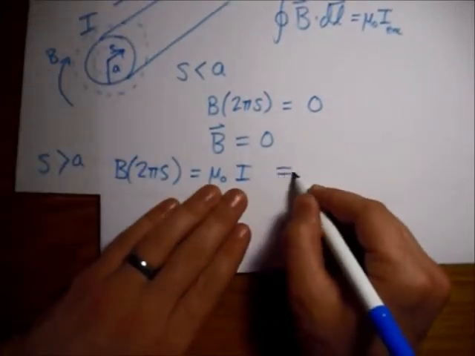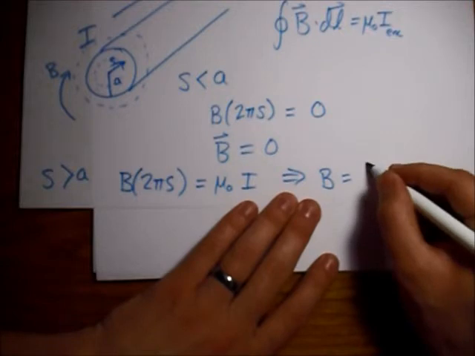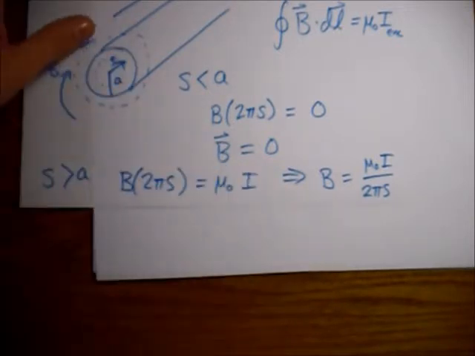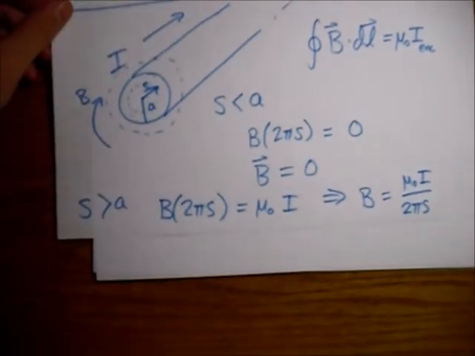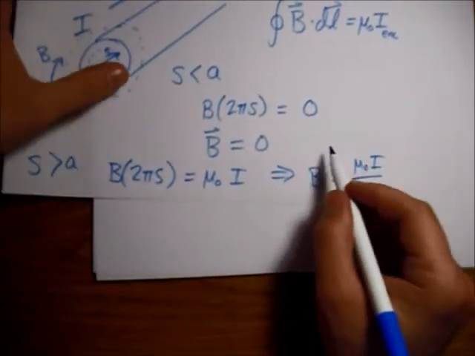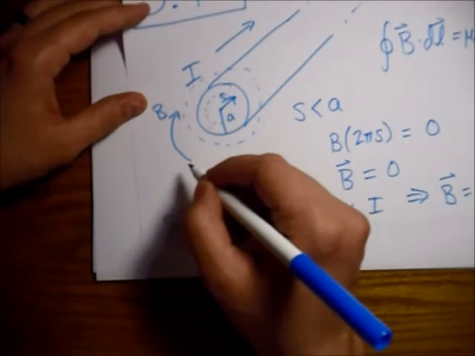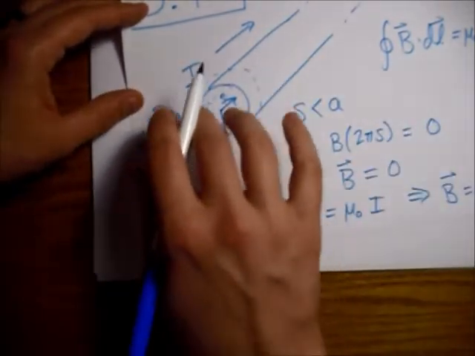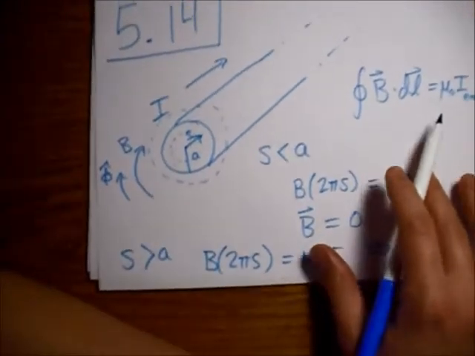This tells us B is equal to mu naught I divided by 2 pi s. This is just the magnitude. You can see it drops off as 1 over s. And if we're going to call it a vector, we want to know the direction, let's call it phi, where phi is going around this wire according to the right hand rule.